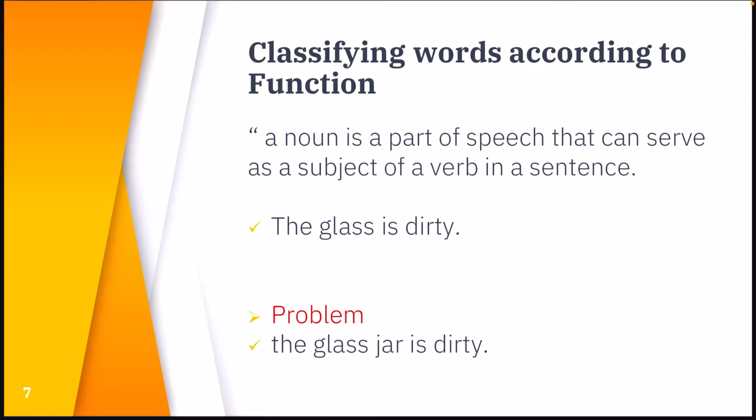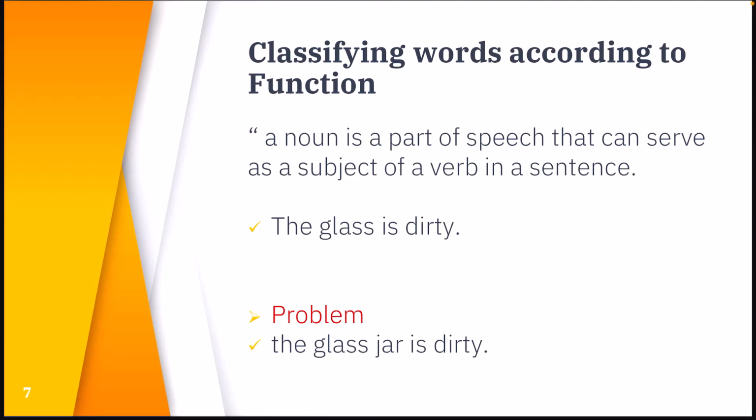When we classify words according to their function, we could still have certain problems, as in the example, the glass jar is dirty. Glass here is not a noun. It modifies jar, therefore it's a modifier. And accordingly, glass in this example is an adjective. Glass behaves as an adjective in this sentence without changing its form.